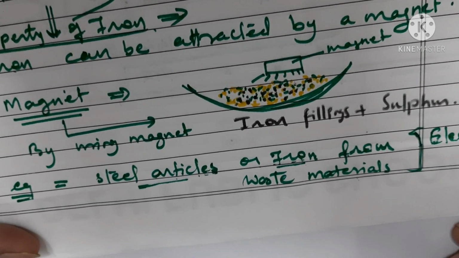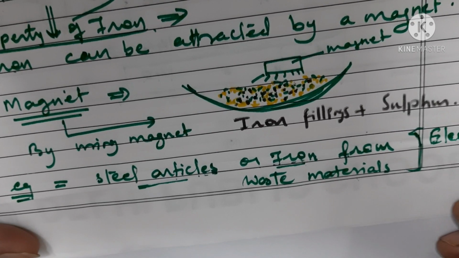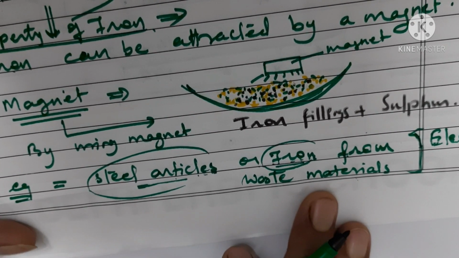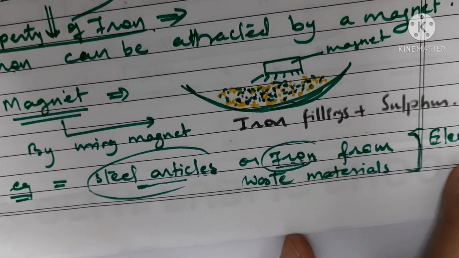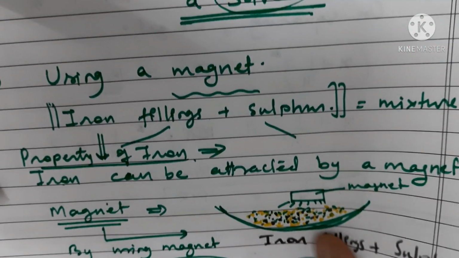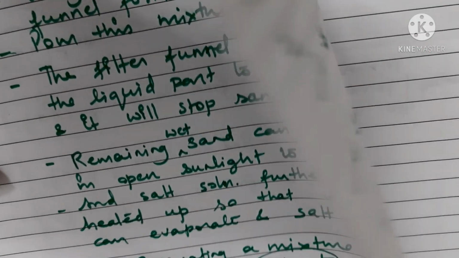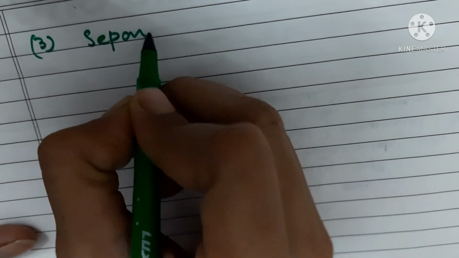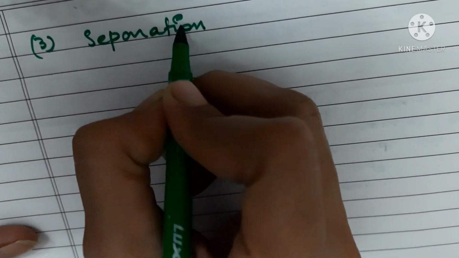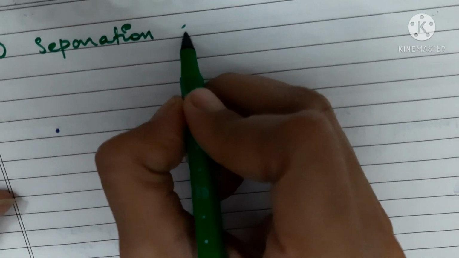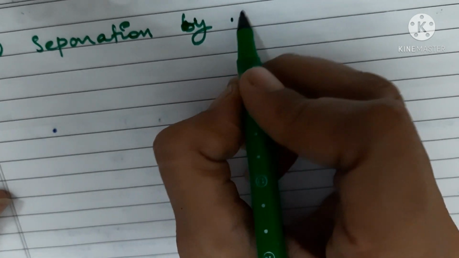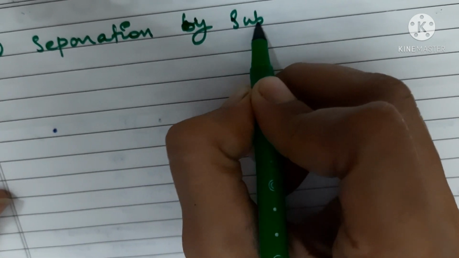Okay, when we want to separate big steel articles or iron materials from waste materials, we use electromagnets over there. Okay, and the third one is what? Separation by sublimation. The third one is separation by sublimation. This is your third method of separation for solids, two solids. So it's separation by sublimation.